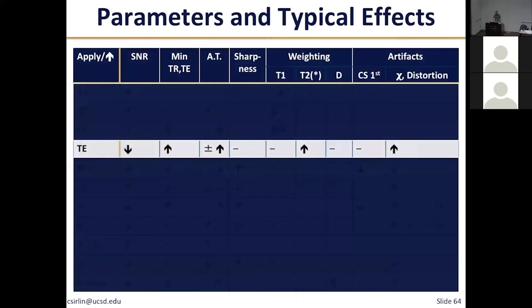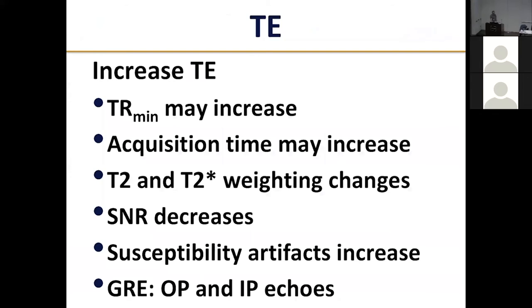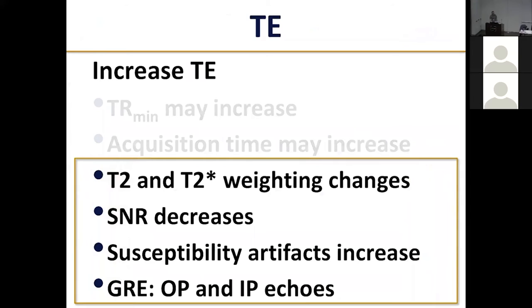Okay, so that was flip angle. Let's look at TE. Lots of things happen as we increase the TE, and they're listed here. But in the interest of time, let's focus on four things. As the TE increases, the T2 and T2 star weighting changes. Notice that I say changes, not necessarily increases or decreases, and I'll explain what I mean by that in a moment. As the TE increases, your SNR decreases. As the TE increases, susceptibility artifacts increase. And with TE, you can get out of phase and in phase, which we talked about in the last lecture, and we'll talk about it again just briefly today.